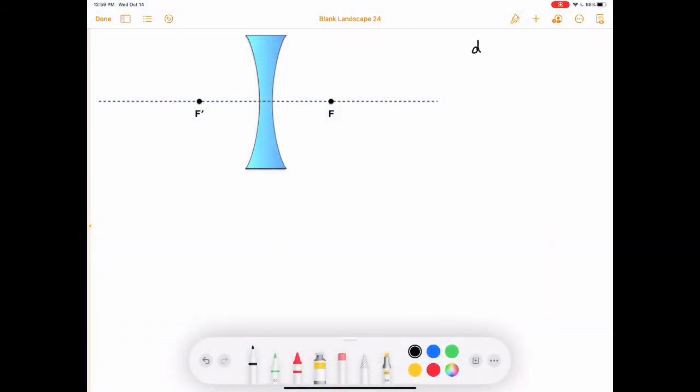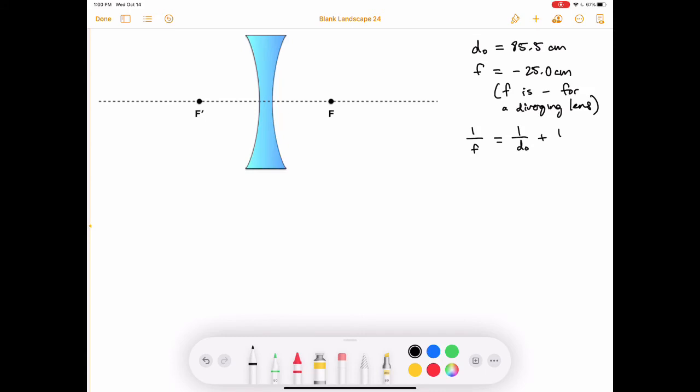Okay, so now we have DO. The object distance is 85.5 centimeters. And then we have a focal length F, which we need to put a negative sign on, so minus 25 centimeters, because F is negative for a diverging lens. Okay? So if we use the thin lens equation, 1 over F equals 1 over DO plus 1 over DI, and then we solve for DI as before.